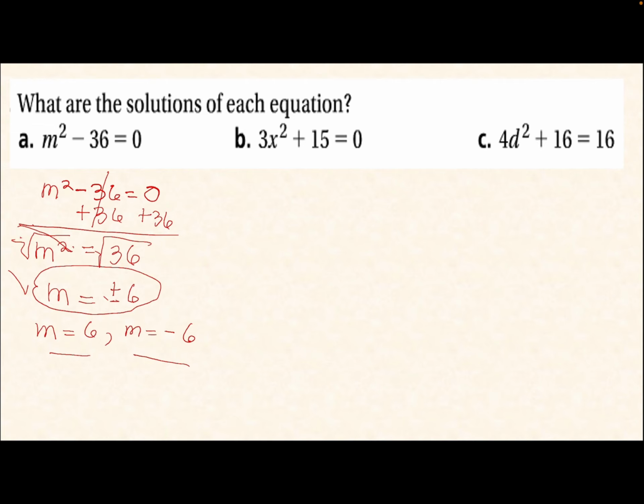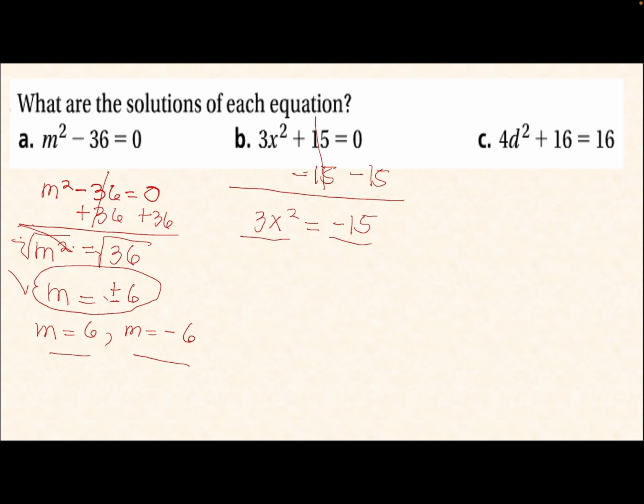3x squared plus 15 is equal to 0. So again, do the same thing. Get the opposite: negative 15, negative 15. So you now have 3x squared, positive 15 plus negative 15, that will be 0, is equal to 0 plus negative 15, that is negative 15.